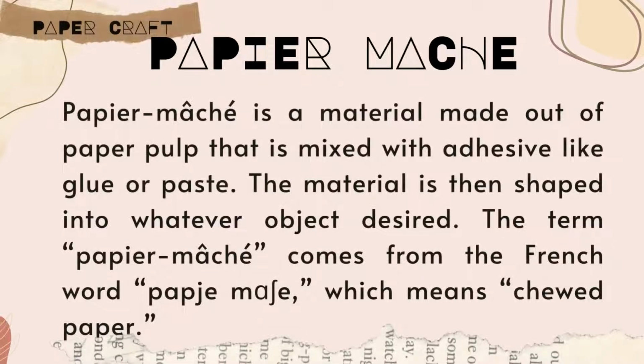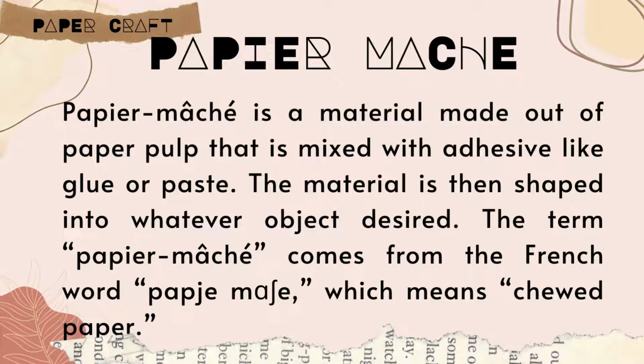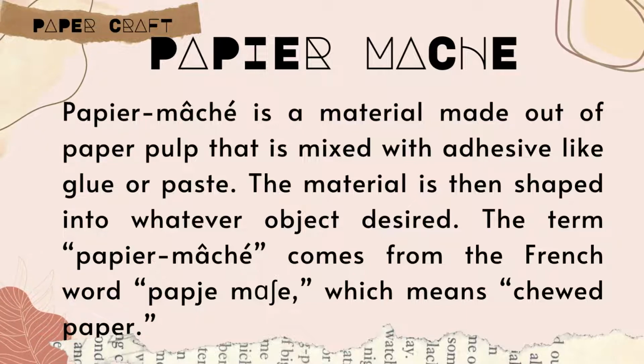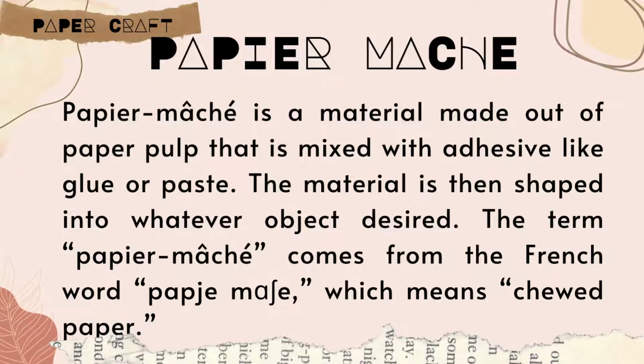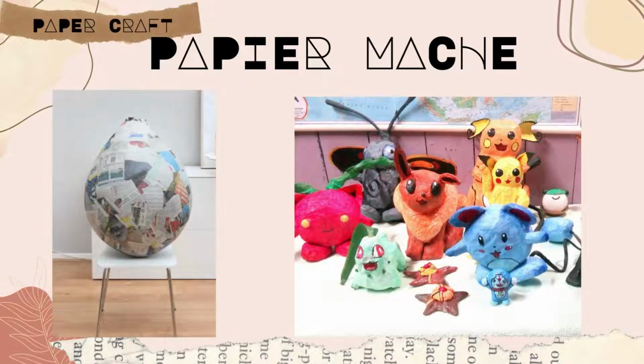The next one is the paper mache. It is a material made out of paper pulp that is mixed with adhesive like glue or paste. The material is then shaped into whatever object desired. The term paper mache came from the French word papier mache, which means chewed paper. Here are the samples of paper mache.